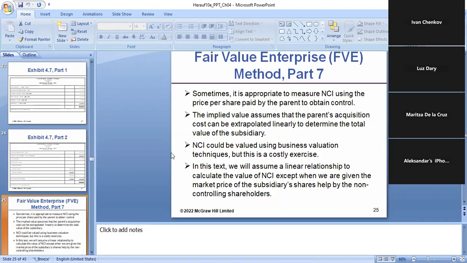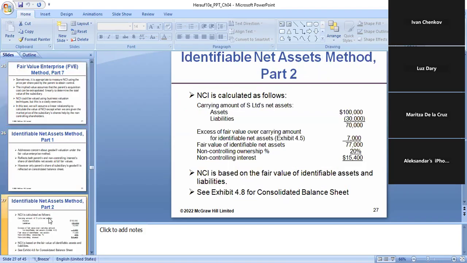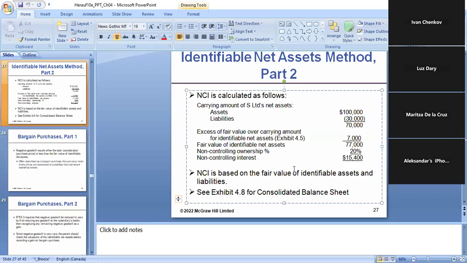Right? If the question asks you for the net identifiable asset method, then get the assets' book value, add or deduct the difference between the fair value of the identifiable assets, or the excess. If there's excess on the fair value versus book value, add it. If there's a deduction, deduct it. Get the fair value of the identifiable assets, apply the percentage of the shares that you don't own, and get the non-controlling interest. Okay?